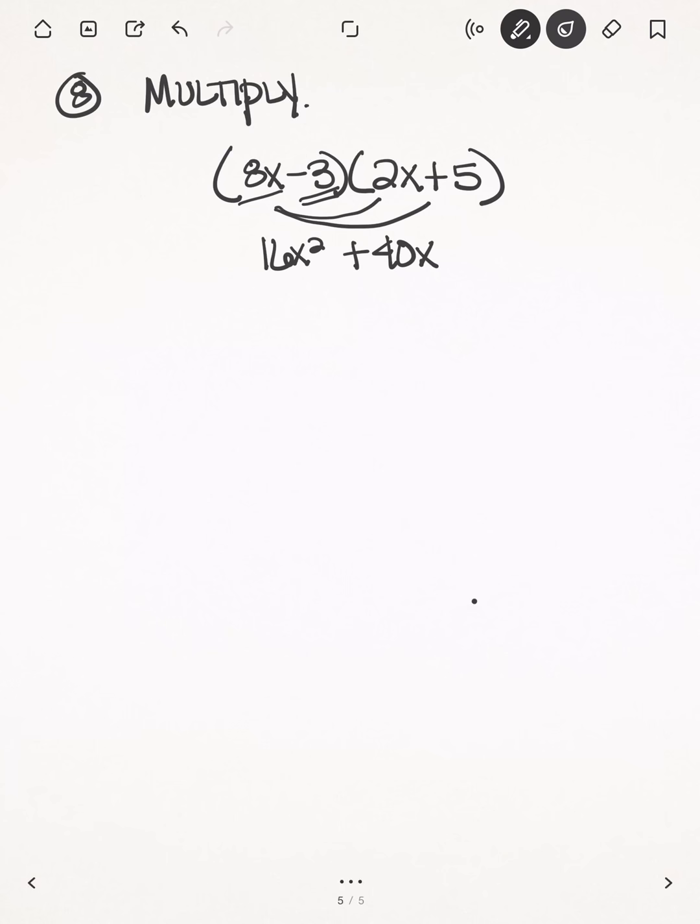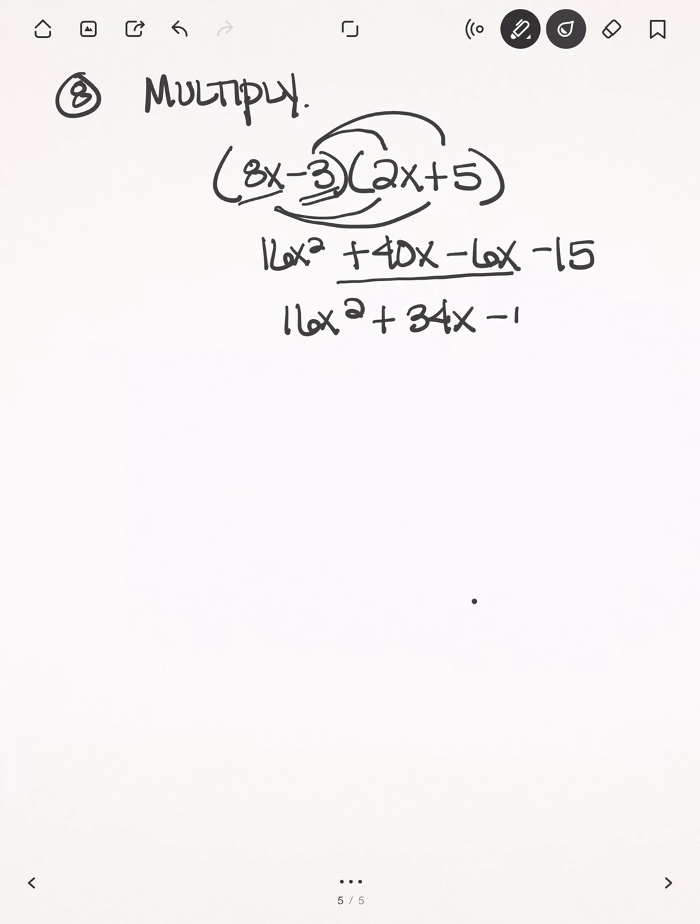Then you take the second term and you're going to distribute that. Using multiplication, you get negative 6x, and here you get negative 15. Now, notice, even though the directions don't say simplify, we automatically simplify these if you have like terms, and I do. So I get 16x squared, and then 40 minus 6, that would be a positive 34x minus 15. And so when I multiplied my 2 binomials together, I ended up with a trinomial answer.